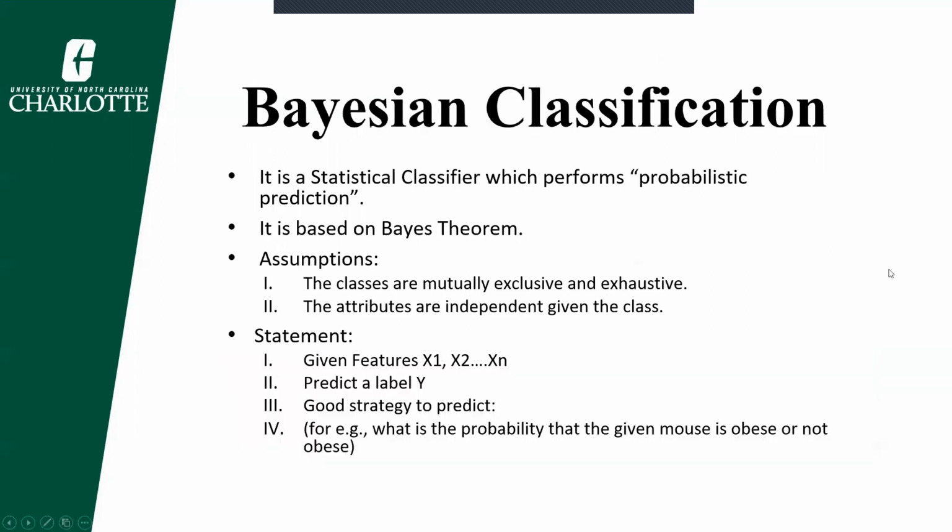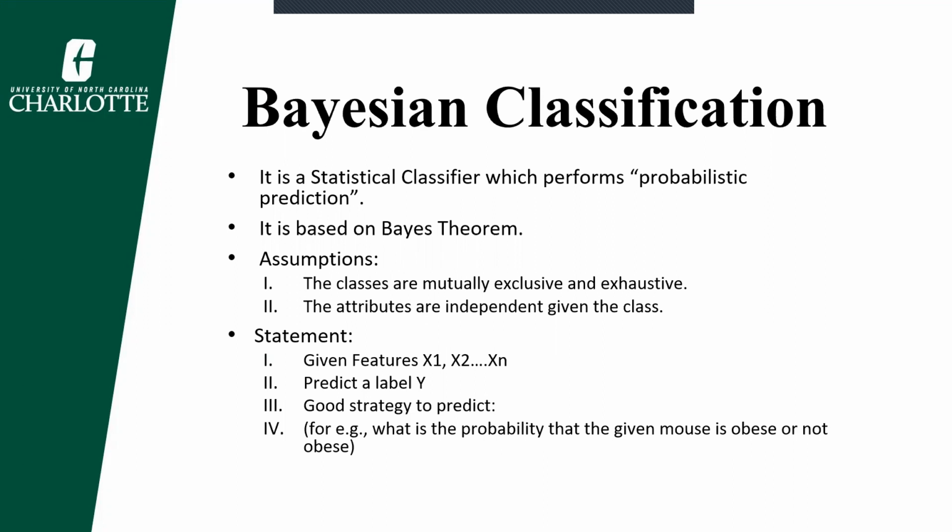The first one is Bayesian classification. Bayesian classification is a statistical classifier which performs probabilistic prediction. It is based on Bayes theorem, which, as you all know, is very common if you are a computer science student. This theorem provides a way to revise existing predictions or theories given new or additional evidence. The assumptions for Bayesian classification are: first, the classes are mutually exclusive and exhaustive, and second, the attributes are independent given the class.